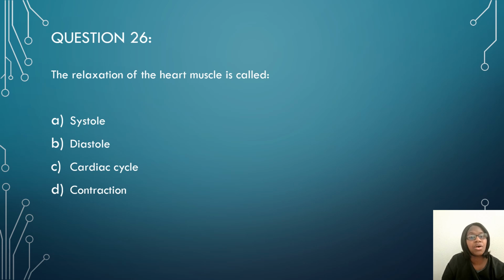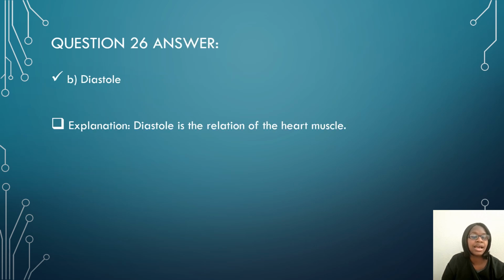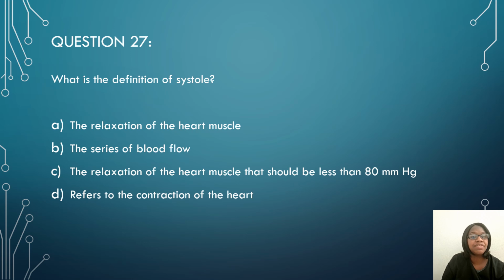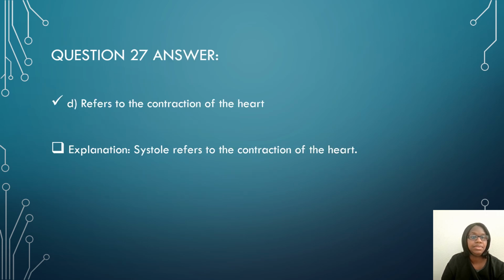The relaxation of the heart muscle is called, all right, diastole. What is the definition of systole? It refers to the contraction of the heart.